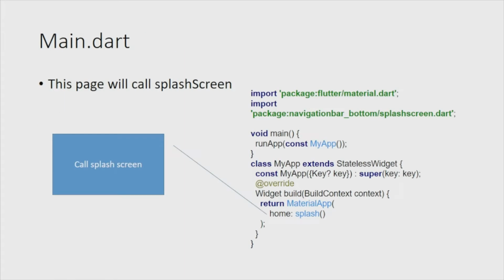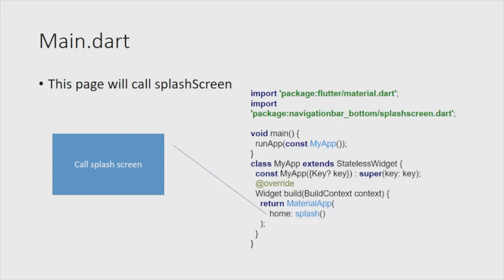So the first part, let's look at the main.dart file. This is the main file, and it will call the splash screen. In your main.dart file, you need to import the package flutter material.dart. This is the main package. And because we want to call the splash screen, you need to import the package of splash_screen.dart. This is based on your project name.